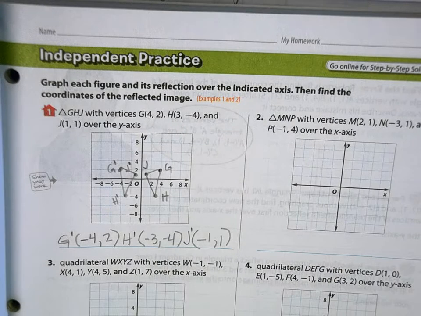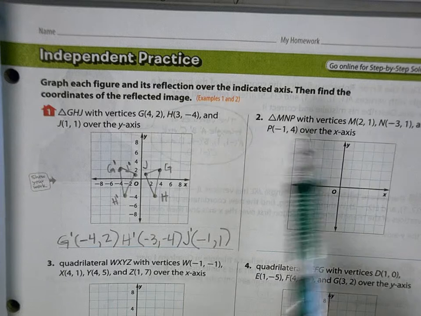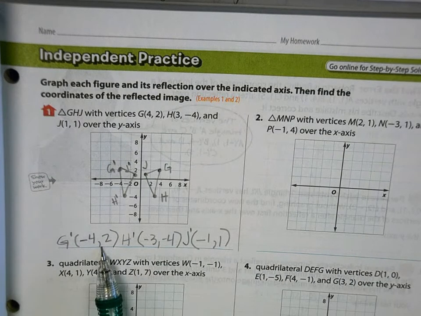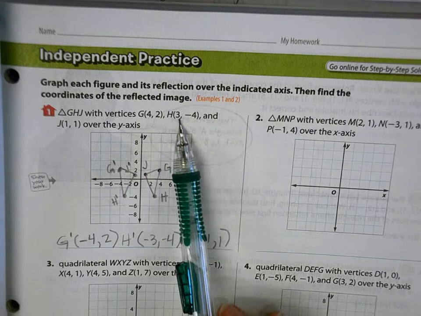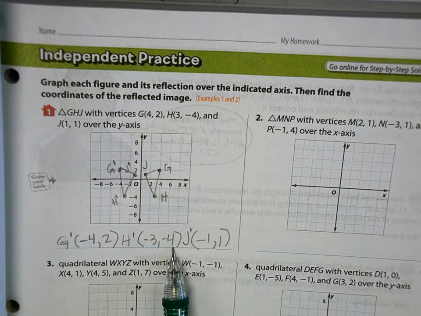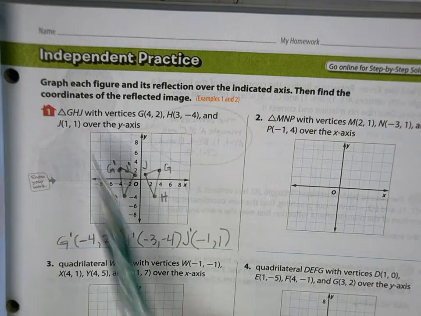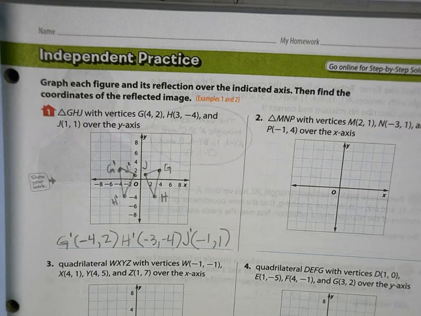Okay. So just like in the translations, there's always a shortcut to figure these out. So let's look at our original numbers. We had 4, 2, and they went to negative 4, 2. So what changed there? Just the x changed to a negative, right? The y stayed the same. Now let's look at this one. 3, negative 4. Now we have negative 3, negative 4. So again, the y stayed the same. The x went to a negative. Okay? And then this one, 1, 1, negative 1, 1. So again, the y stayed the same. The x went to a negative. So that pattern will always happen when you go over the y.